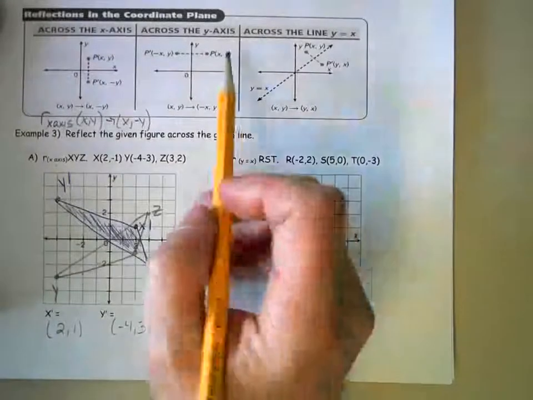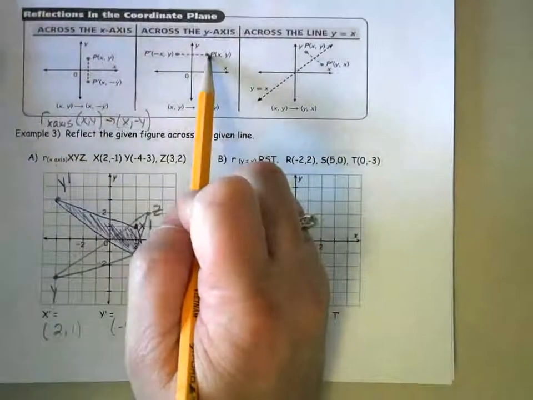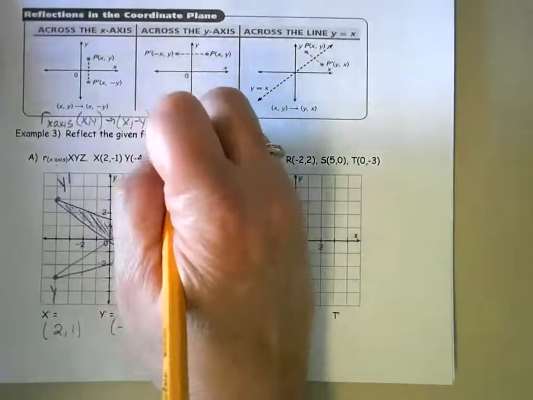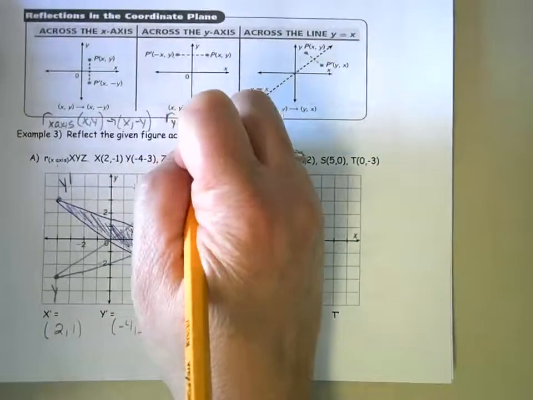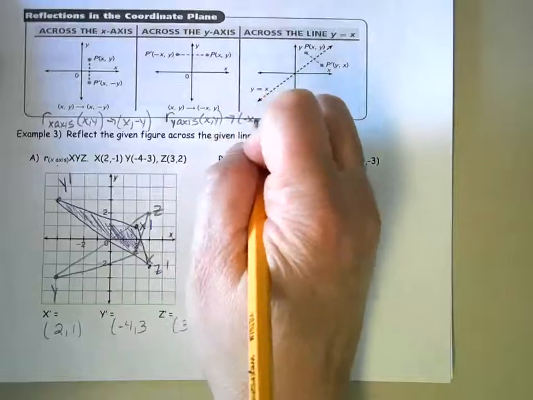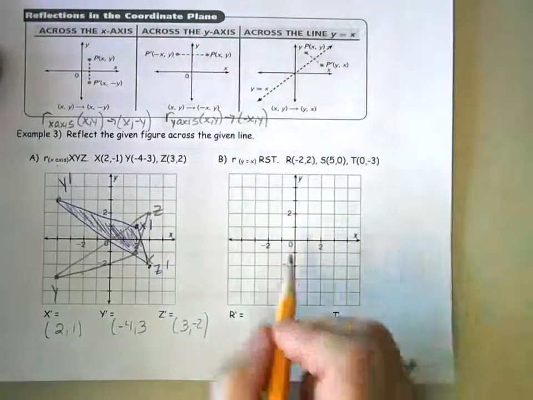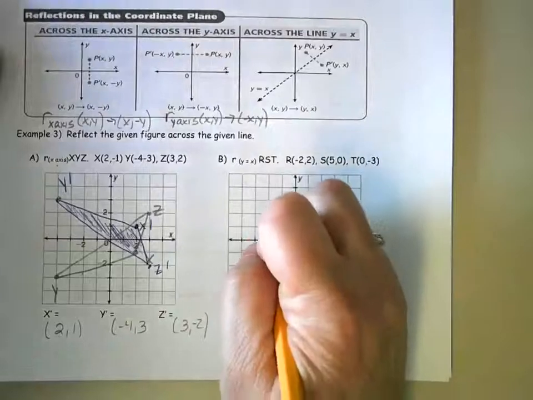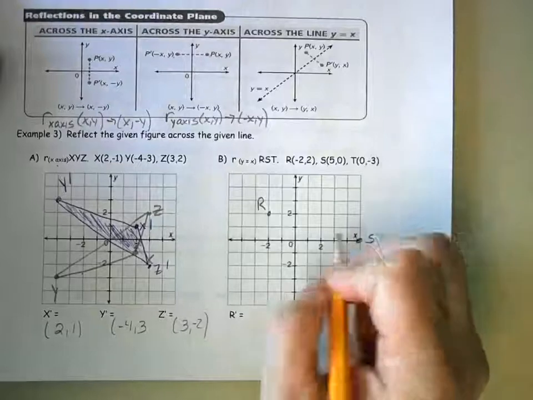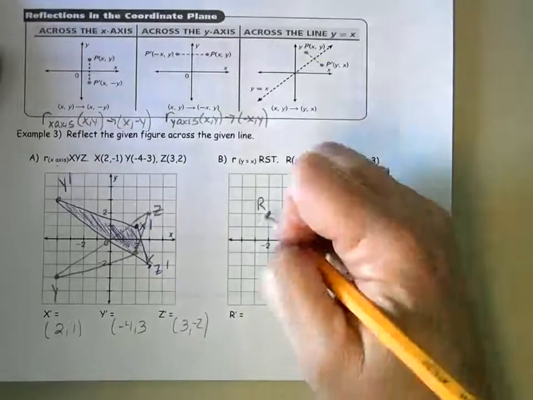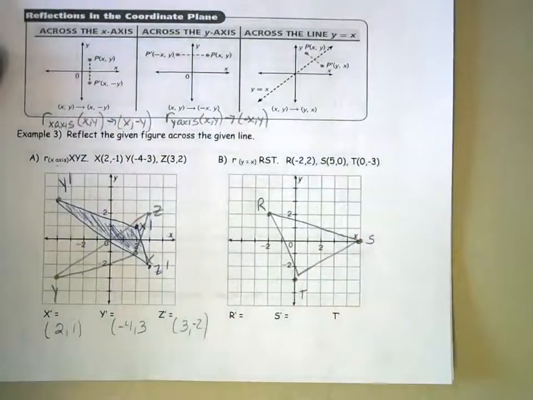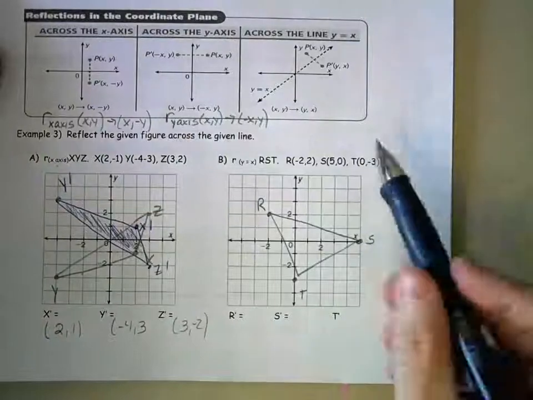Now if you reflect across the y-axis, you start with this point, and you move it over here, so your x value changes. So if you reflect across the y-axis, your x changes. That becomes (negative x, y). So this triangle, we start with negative 2, 2, which is R, 5, 0, which is S, and 0, negative 3, which is T.